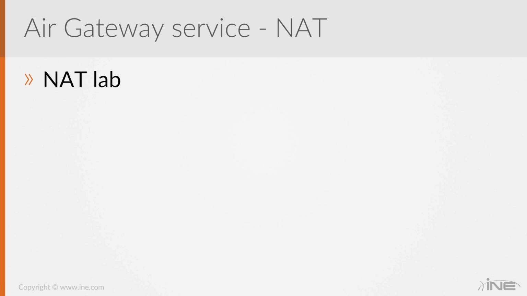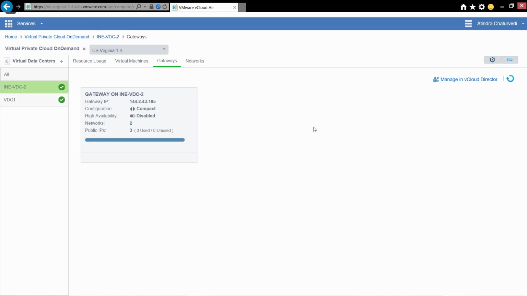So what we are going to do is switch over to vCloud Air and take a look at the NAT capabilities that the gateway provides us. And here we are in vCloud Air. We are looking at the INE Virtual Data Center 2 and looking at the gateways that are available there. By default you get one gateway. As we've seen before, our gateway IP is 144.243.185. That's the outside public address that, using network address translation, we want to translate to an inside private address on one of our networks.